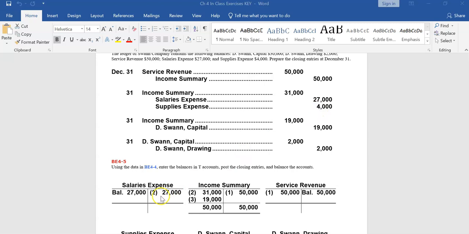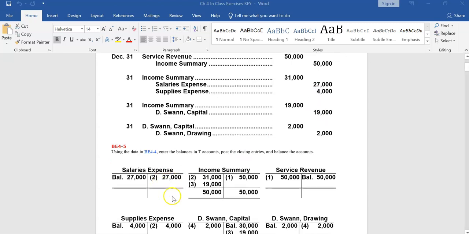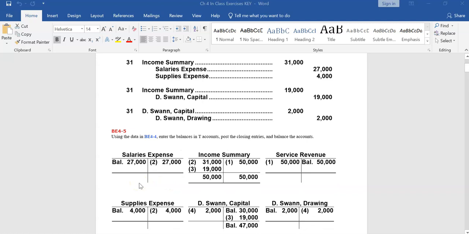credited the expense accounts. So here we're seeing a credit to the salaries expense account, offsetting its debit balance, and a credit to the supplies expense, offsetting its debit balance, leaving them with zero balances. Total amount of those expenses were debited into income summary, $31,000. That left it with a $19,000 balance. The third closing entry then debited that account for $19,000, essentially zeroing it out because the debits of $50,000 offset the credits of $50,000.